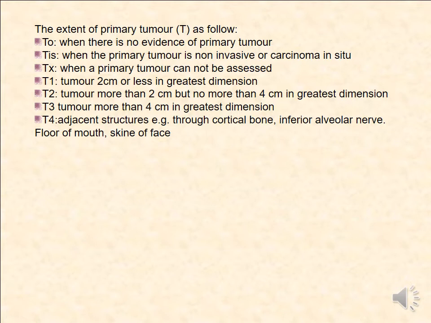T4, adjacent structures, for example through cortical bone, inferior alveolar nerve, floor of mouth, skin of the face, is invasion of the tumor to other structures not related to the original structure. For T4, the size of the tumor can be 1, 2, 3 or more, as it has invasion to the periosteum, or invasion to the artery, or invasion to the nerve. All that we call T4.